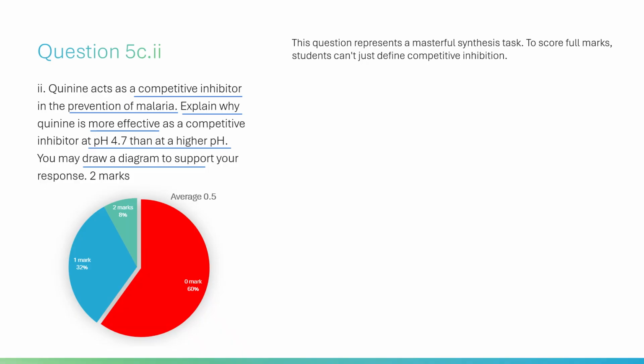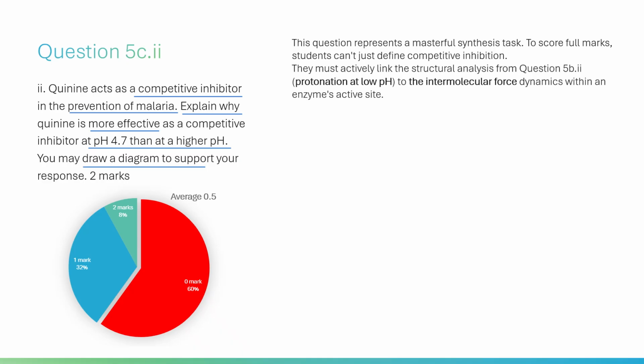This question represents a masterful synthesis task. To score full marks, students can't just define competitive inhibition. They must actively link the structural analysis from question 5b.2, protonation at low pH, to the intermolecular force dynamics within an enzyme's active site. The logic ladder.